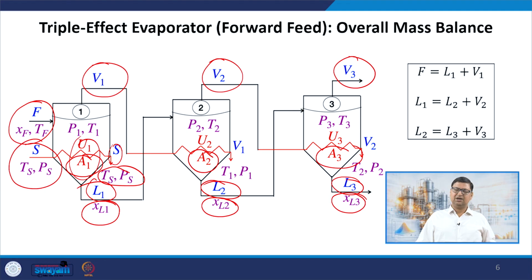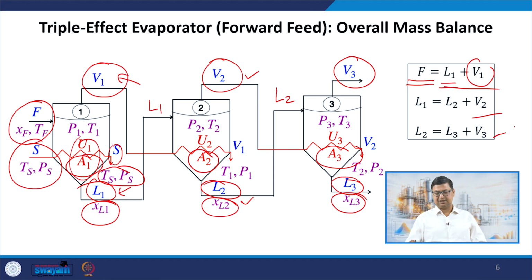So, now if I do the overall mass balance, in the first effect what is entering is F, and steam is again not mixing with the feed. So, what is leaving is my liquid stream L1 and the vapor stream V1. So, F is equal to L1 plus V1, and similarly for the second effect what is entering is L1 and what is leaving is L2 and V2, and for the third effect what is entering is L2 and what is leaving is L3 plus V3.